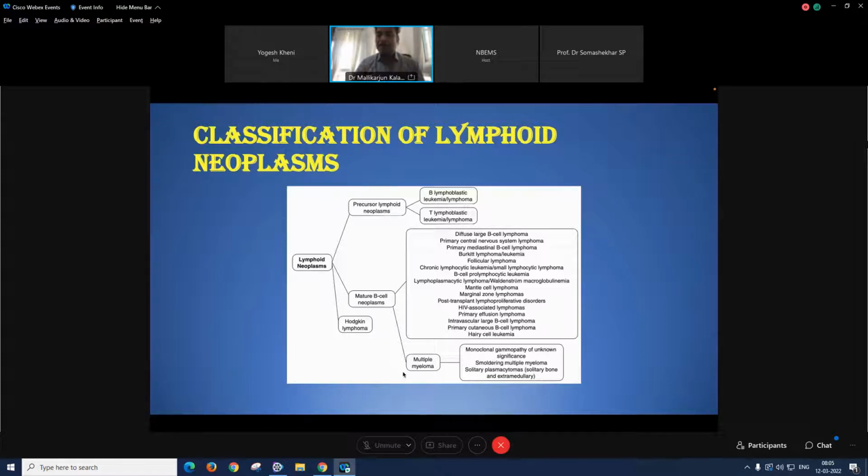So all of these are again heterogeneous baskets. Most diffuse large B-cell lymphomas are CD20 positive. This is one of the largest subgroups of non-Hodgkin's lymphoma. And then we divide them based on the cell of origin into GCB, germinal center diffuse large B-cell lymphoma, non-GCB, non-germinal center diffuse large B-cell lymphoma, and then ABC or activated B-cell type diffuse large B-cell lymphoma.